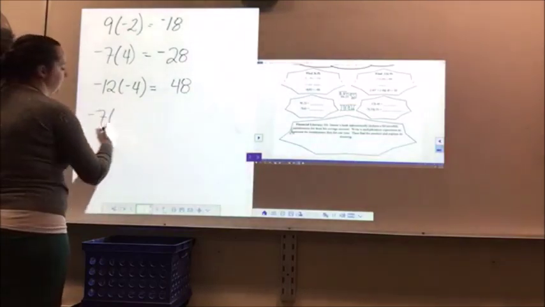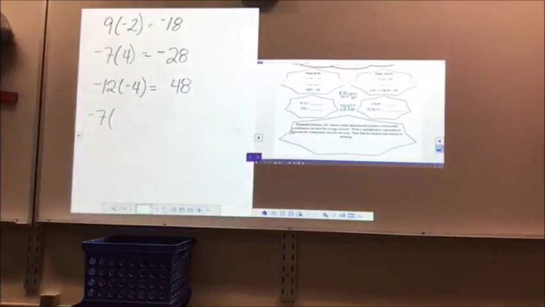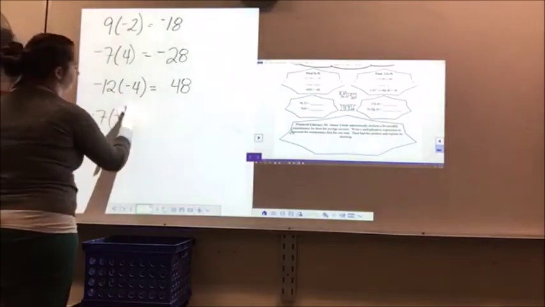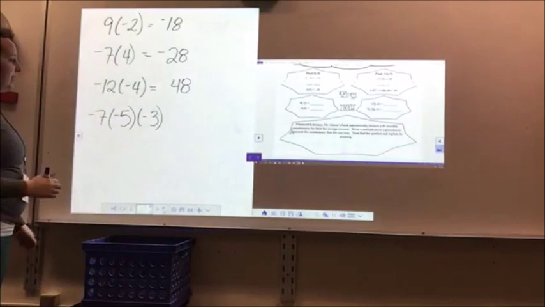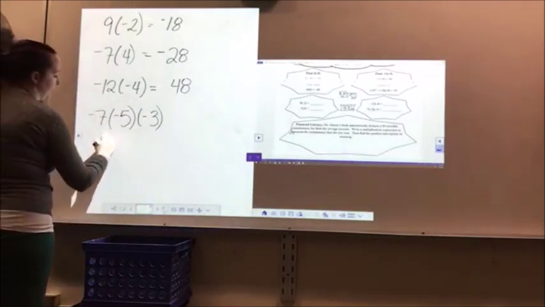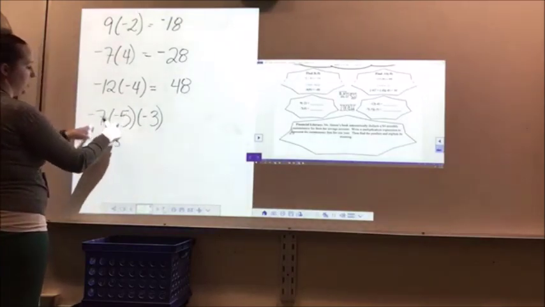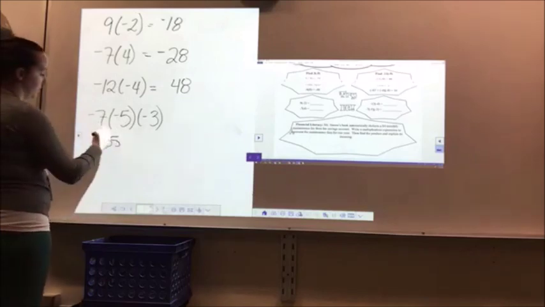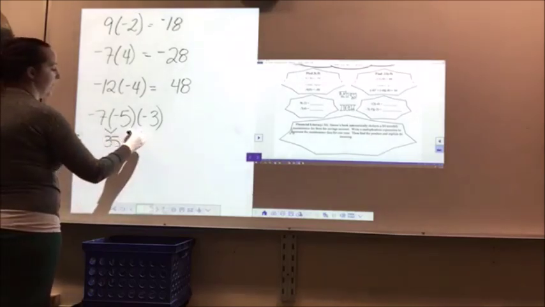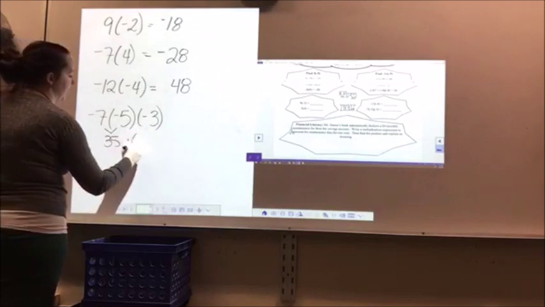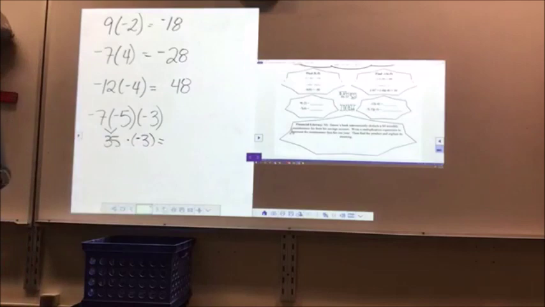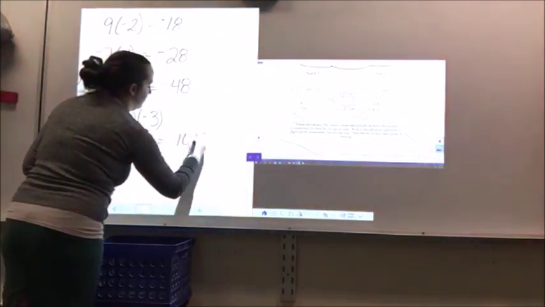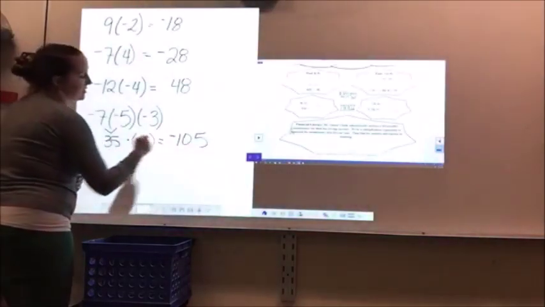Then I have negative 7 times negative 5 times negative 3. Negative 7 times negative 5 is positive 35, because again, two negatives make a positive. Then I multiply positive 35 times negative 3. 35 times 3 is 105, and one is negative, so my answer is negative.